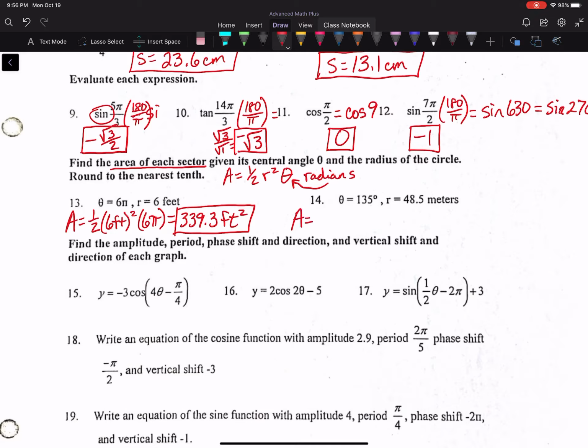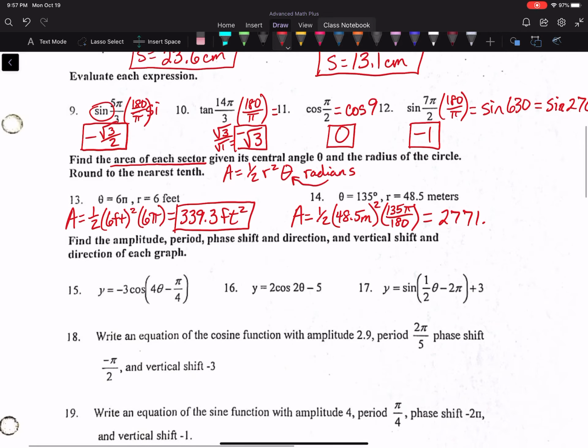And then area for 14 would be 1/2. My radius is 48.5 meters squared. And my angle is 135 degrees. It's in degrees, so I have to make it radians. 135 pi over 180. And then you just stick it in your calculator. So that's, let's see here. Put that in your calculator. You should get 2,771.179245. So it would be 0.2 meters squared.